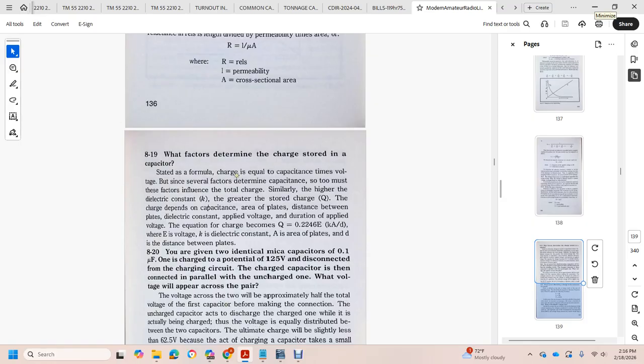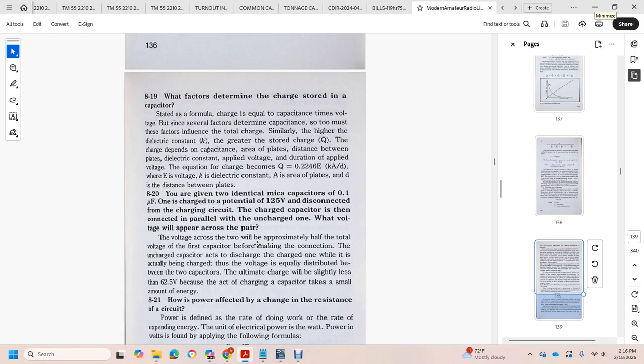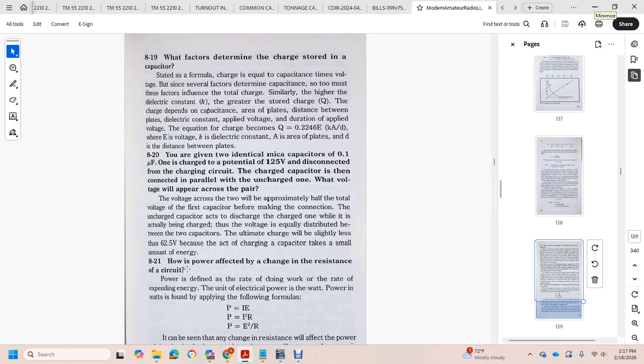E is the voltage, K is the dielectric constant, A is the area of the plates, and D is the distance between the two plates. You're given two identical capacitors of 0.1 microfarads, one charged to a potential of 125 volts and disconnected from the charging circuit. The charged capacitor is then connected to the uncharged one. The voltage will appear across the pair, approximately half of the total voltage, with the first capacitor discharging while the second is being charged, the voltage equally distributed between the two capacitors. The ultimate voltage is slightly less than 62.5 volts because the act of charging the capacitor takes a small amount of energy.